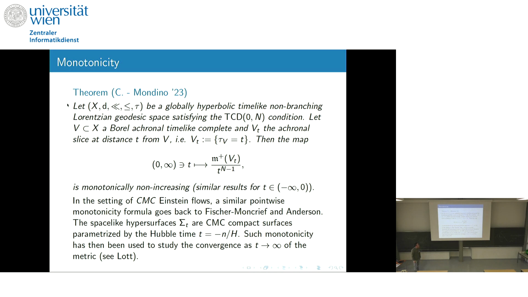Let me say that similar, actually stronger, results exist in the setting of constant mean curvature Einstein flows, where pointwise monotonicity formulas are due to Fischer, Moncrief, and Anderson more than 20 years ago. There they consider space-like hypersurfaces of constant mean curvature, and the parameter is not the time slice at a distance, but the mean curvature that is varying. And this has been used to study the convergence and long-time behavior of these flows.